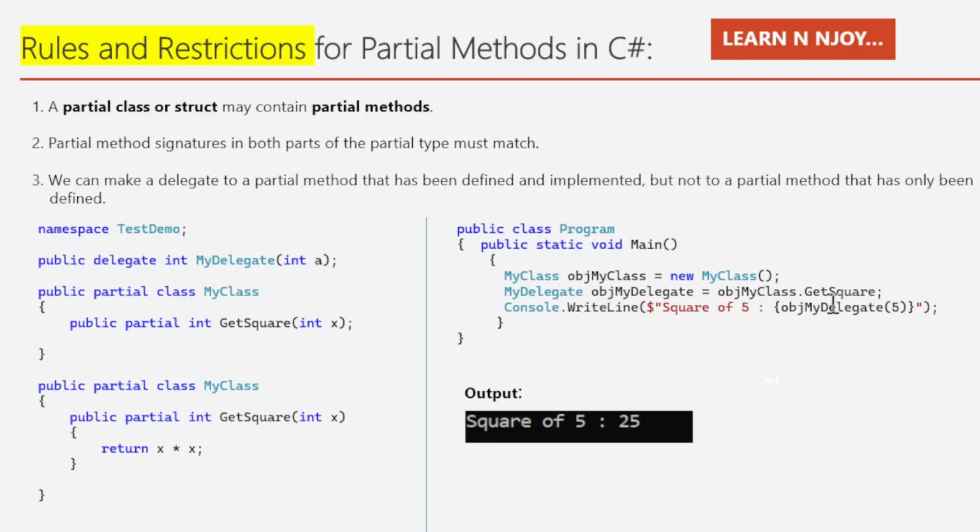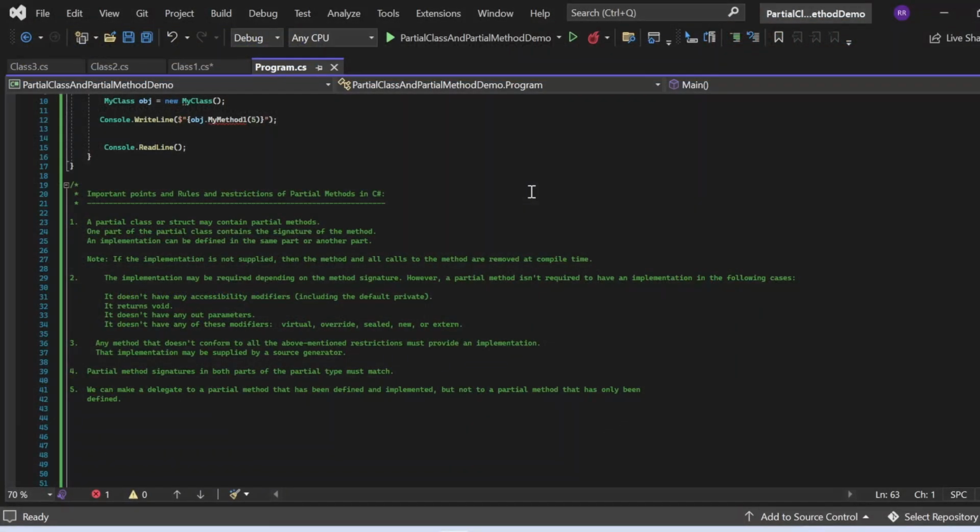And then we are going to get it over here, and then we are printing into the console window with the help of this console.writeLine statement. If you see the output, a square of 5 is equal to 25. It got printed, right? So we can make a delegate to a partial method that has been defined and implemented, and that's how we are able to call this method with the help of the delegate, and we are going to get this output also, right?